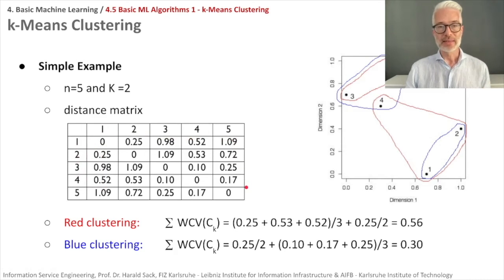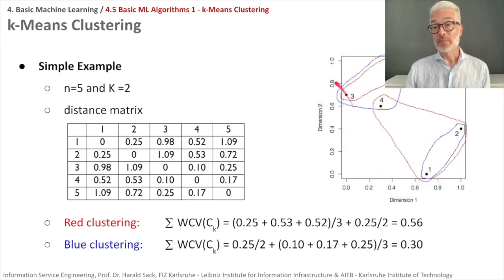And we have 2 different clusterings. So we have a red clustering here, putting 3 and 5 in one cluster and 4, 1 and 2 in another cluster, and another clustering, the blue one, where we have 3, 4, 5 in one cluster and 1, 2 in the other cluster. And then if we compute the within cluster variation here for our 2 clusters according to the red distribution, we will end up with a number which is 0.56. And within the blue distribution, we end up with a smaller number, indicating that this is the better clustering.